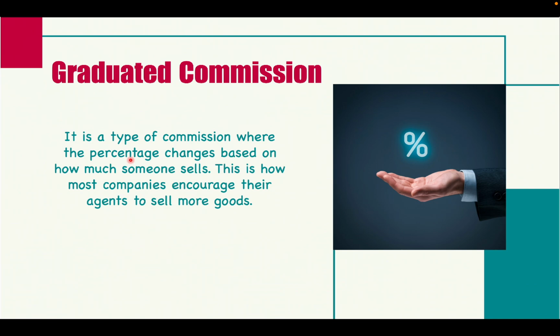Level 1, nakabenta ka ng 10,000. So, meron kang halimbawa 2% for that. And then, kapag nakabenta ka pa ng 20,000, meron ka ulit additional. And then, pag nakabenta ka ng 30,000, there's another commission rate for that. Para siyang discount series, pero ito ay more on income. Okay?